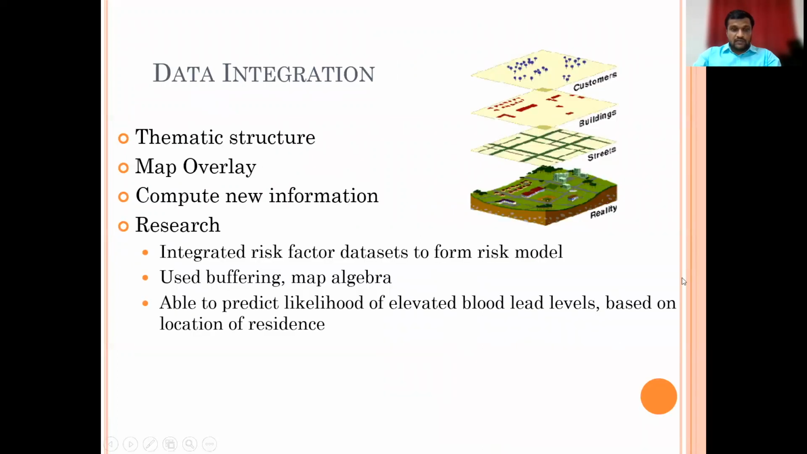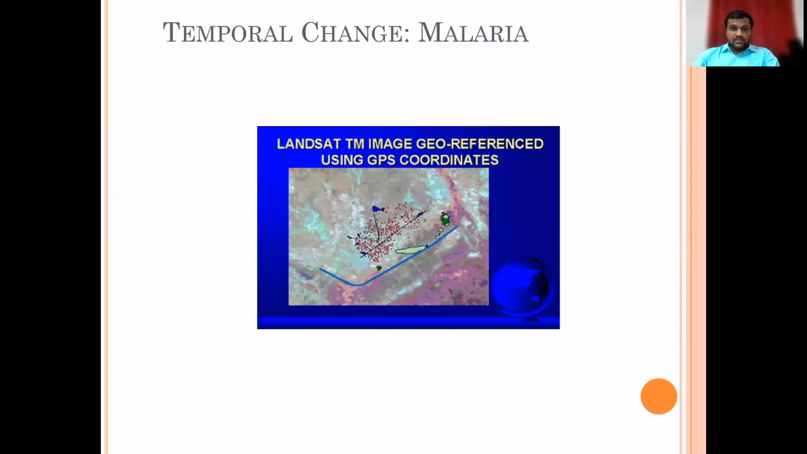Okay, data integration can be done. We can also have thematic structure, map overlay. We can compute new information, new research that can be used to integrate different risk factors to develop some risk models in health related studies. We can use buffer zones. We can use different map algebra, and also we are able to predict the likelihood of elevated blood lead levels based on the location of the residents. Okay, so temporal change of the malaria. Malaria is a disease, so we can have the multi-temporal data sets.